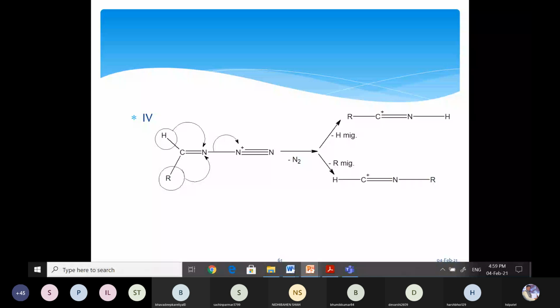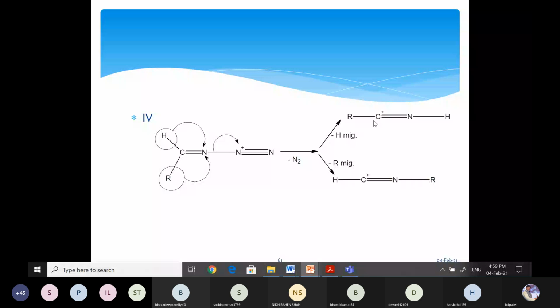So here I have shown the migration of both. In the first case, the migration of hydrogen from carbon to nitrogen. In the second case, migration of R from carbon to nitrogen. But as per the migratory aptitude, hydrogen will migrate first, having more electron releasing capacity. And that's why the major product will be formed on the basis of this.